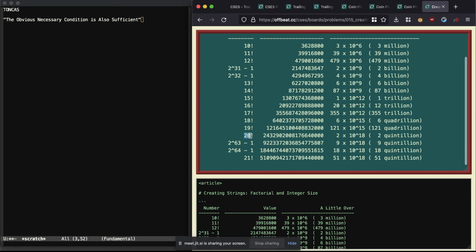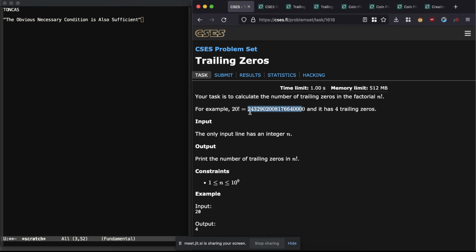Okay, so 20 factorial does fit within the range of long. This is the maximum size for a 64-bit signed integer. 20 factorial does fit in it, but 21 factorial does not. That's something interesting to know. But our n can be very large, so obviously we cannot really compute the factorial to determine the result.